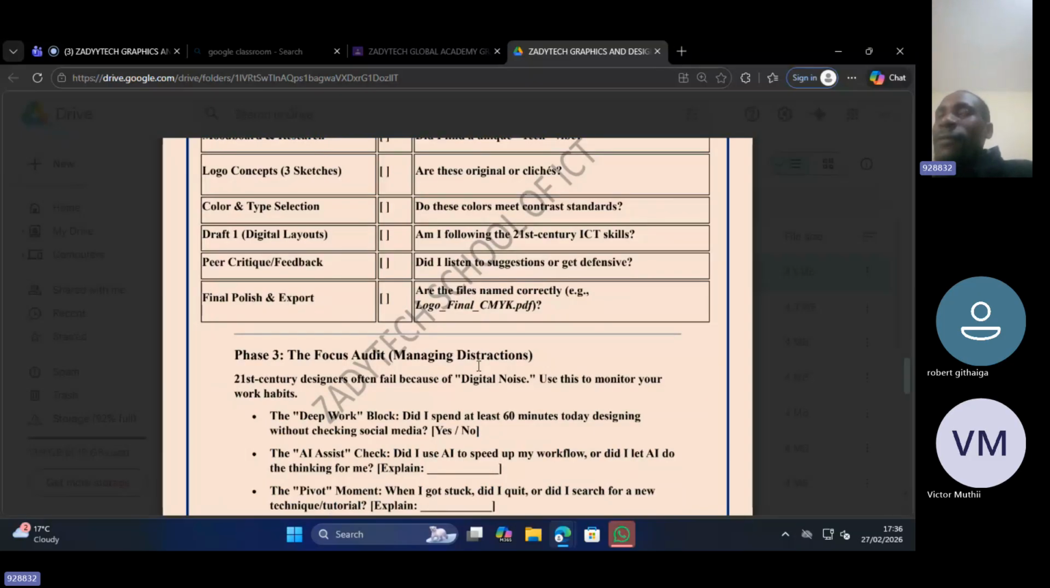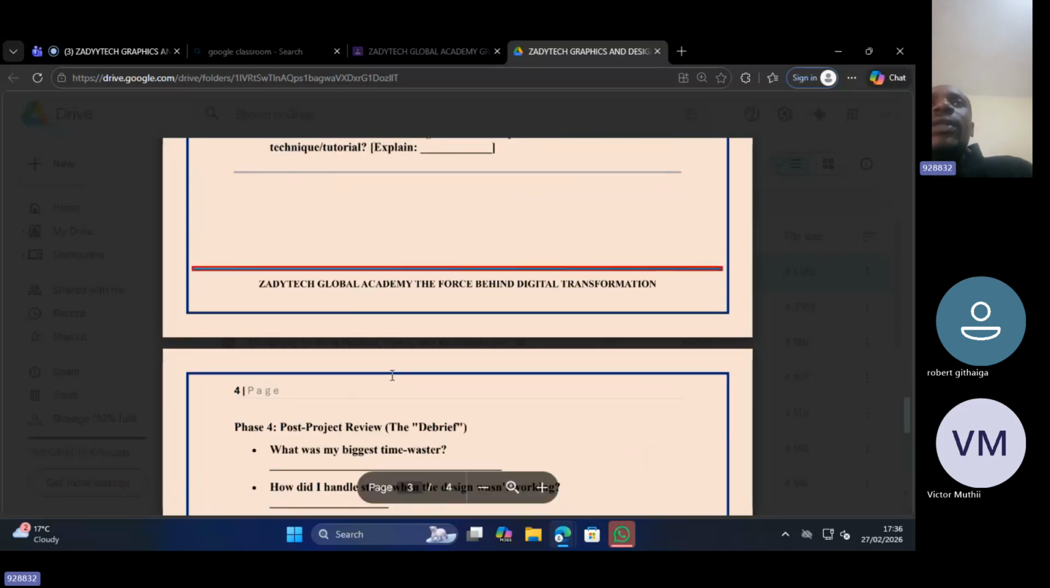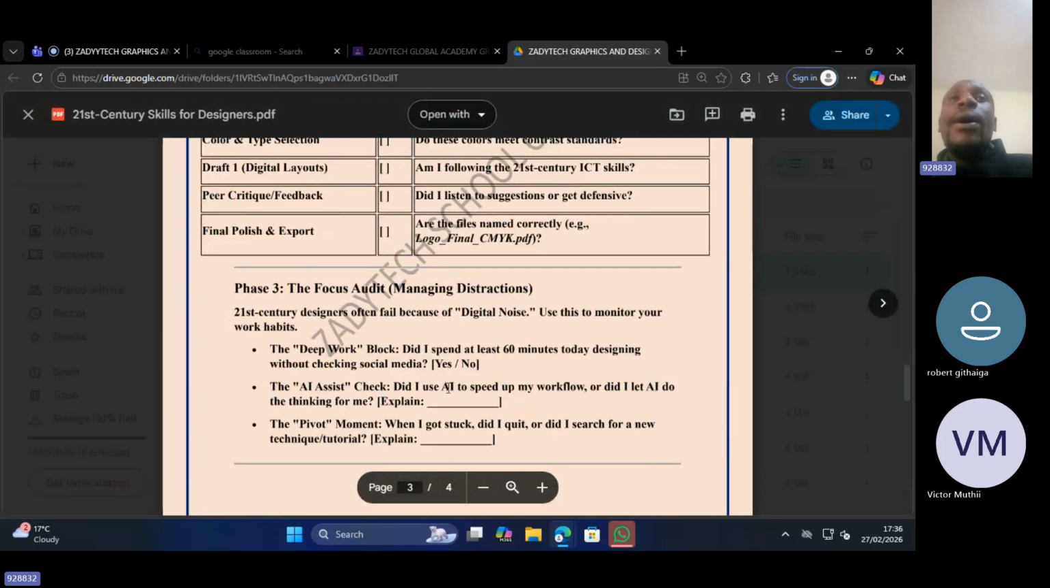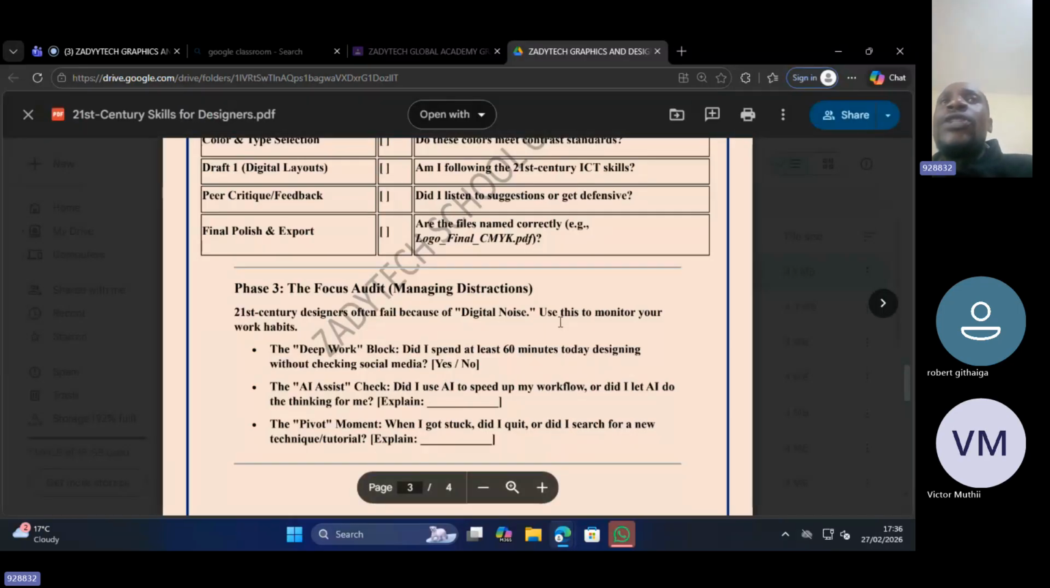Ensure that you save your design very well. If it was a logo, a logo for a secondary school, just use a very good naming system there. Now, less than 2 minutes to wind up. Phase 3, the focus audit, managing distractions.